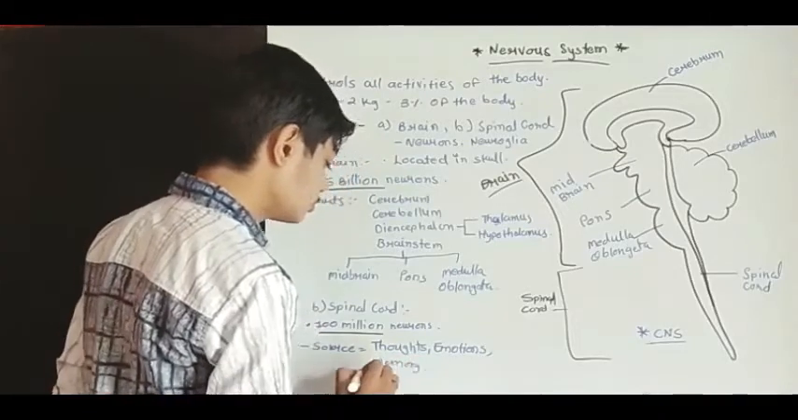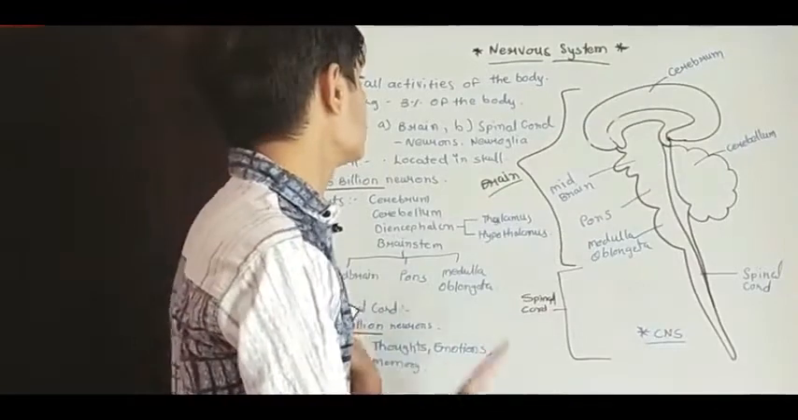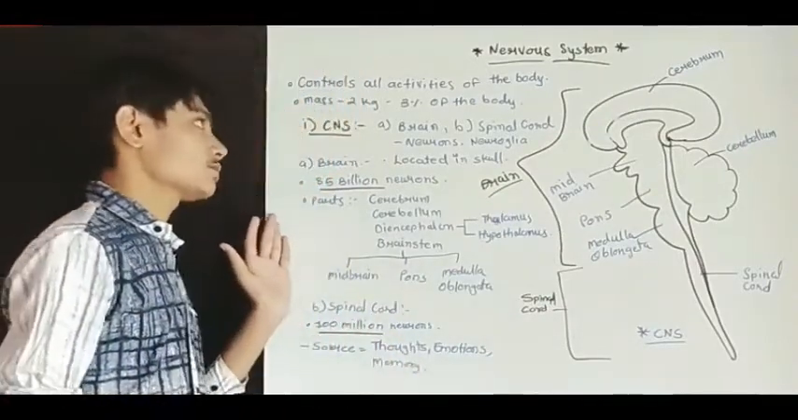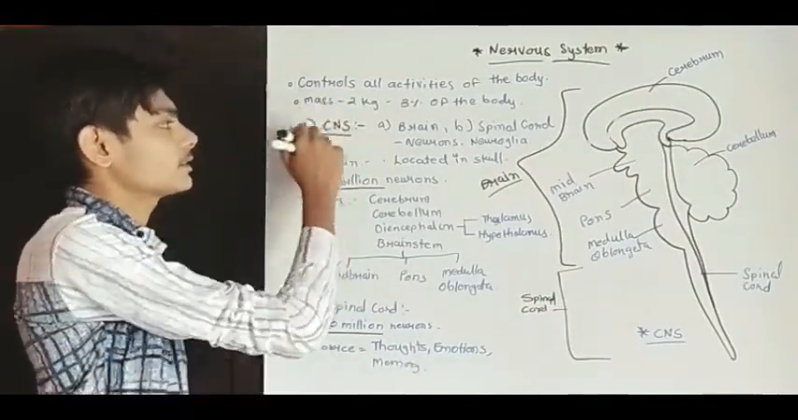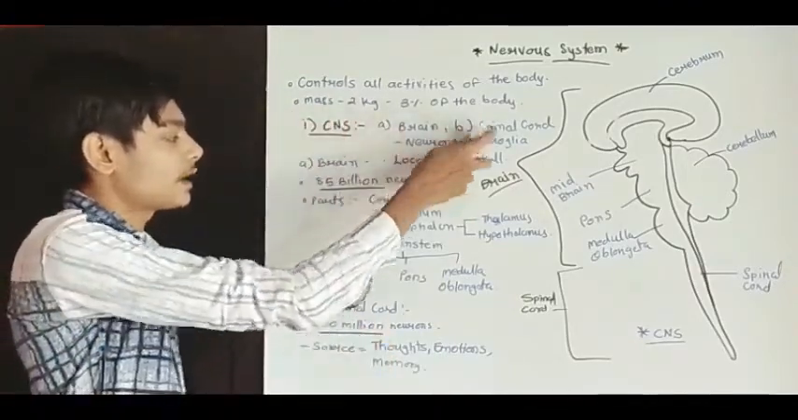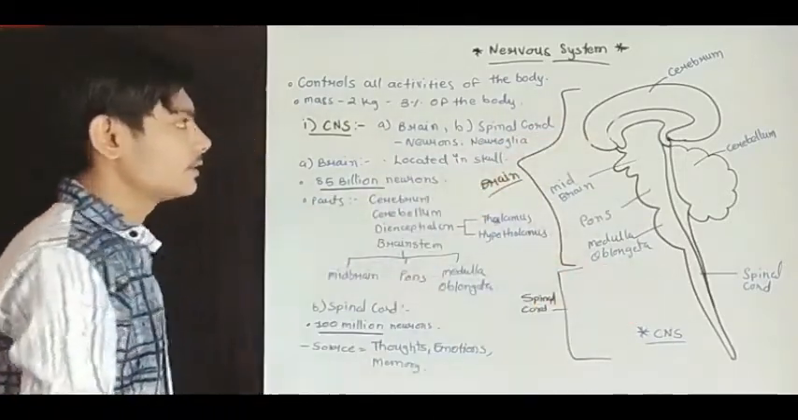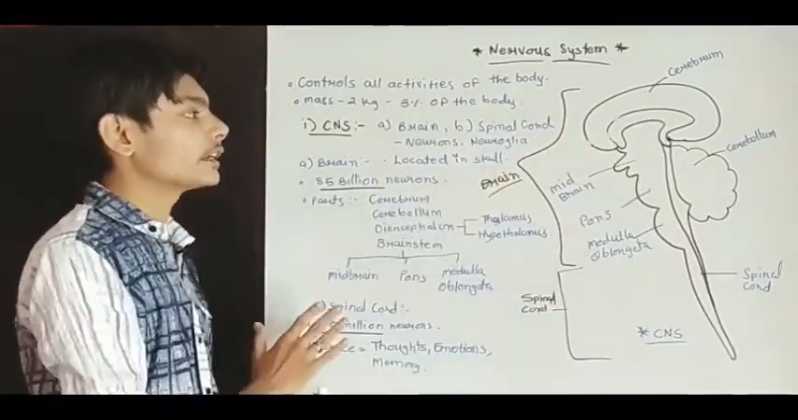As we all know, memory is a function of the brain. So this is the basics of the central nervous system, which we have seen here: basics, its parts, in detail the parts of brain and spinal cord. So this was the basic of the central nervous system.